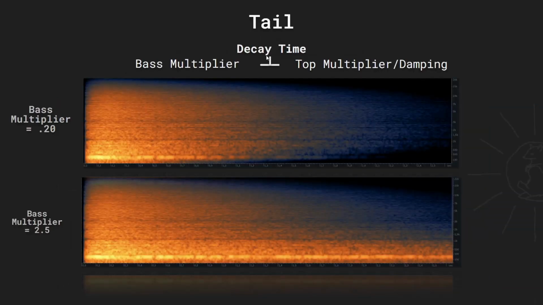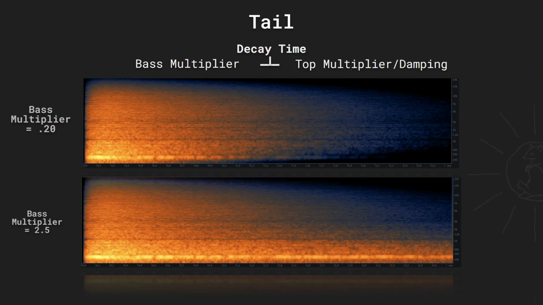Then the main parameter of the tail, of course, is the decay time. This decay time can be shaped for individual frequencies by changing both the base multiplier and the top multiplier, so damping. Basically, the base multiplier multiplies the decay time for the lower frequencies. So if you have a look here at these spectrograms, you can see that for a low base multiplier, the base frequencies here decay quicker than the rest of the reverb. While for a high base multiplier, the base, especially the fundamental here, decays for much longer.